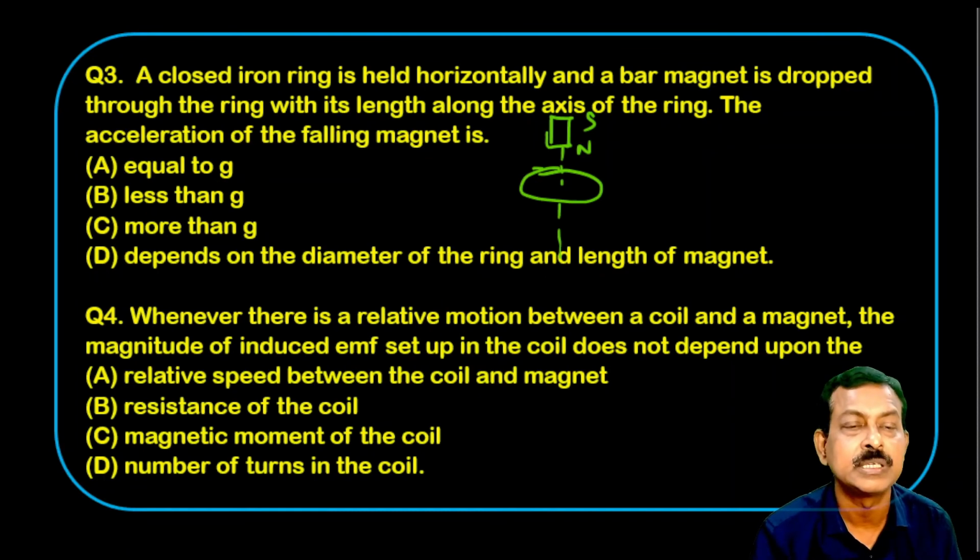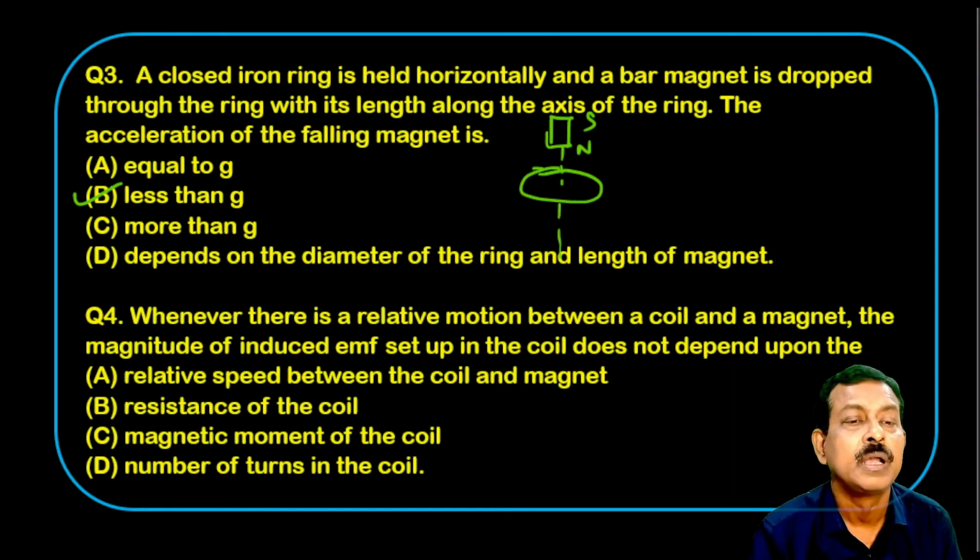So let's see what the different options are. Equal to g, wrong. Less than g, correct. More than g, wrong. Depends on the diameter of the ring and the length of the magnet, no. So the second one is the correct option.